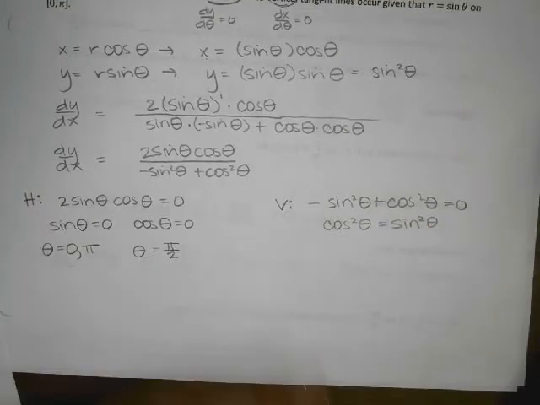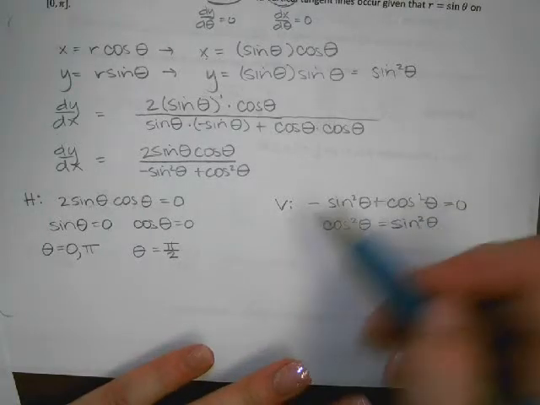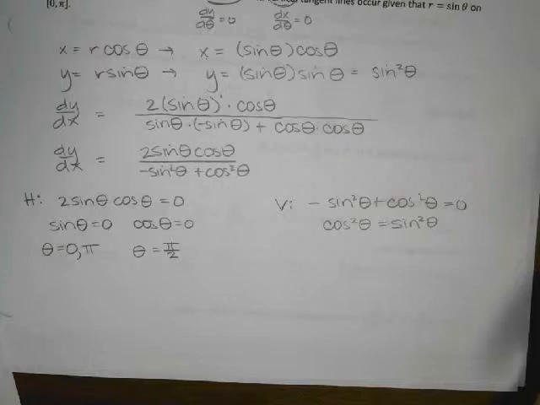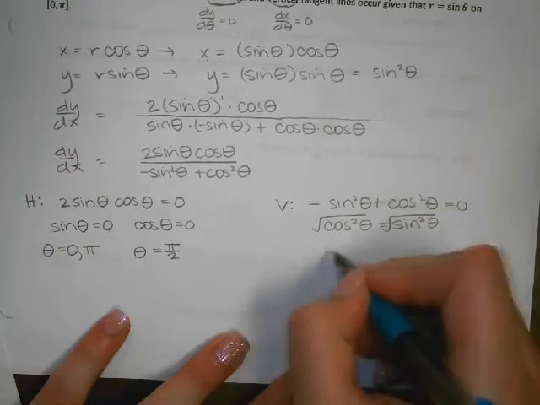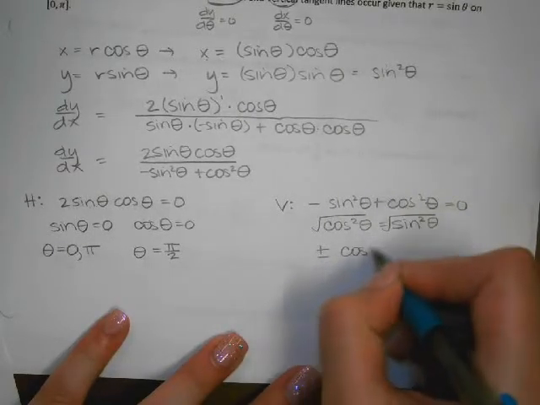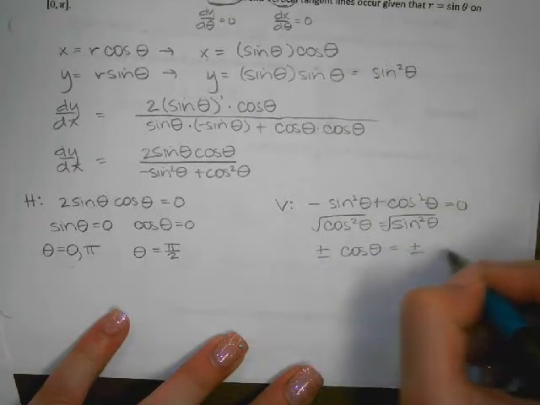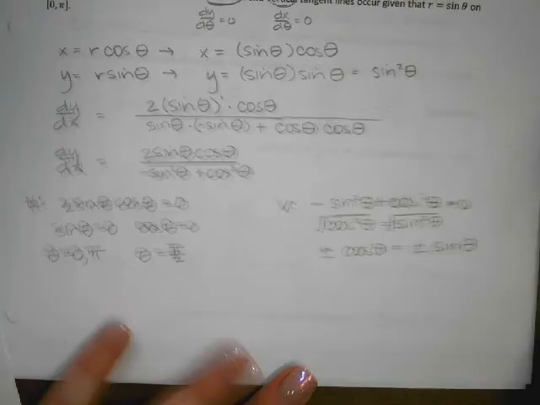I guess another option would be you could get out your sheet with your trig identities and convert one of these in terms of the other. That would work as well. But it kind of works to do it this way. Whatever your preference is fine. So I get plus or minus cos theta equals plus or minus sine theta.